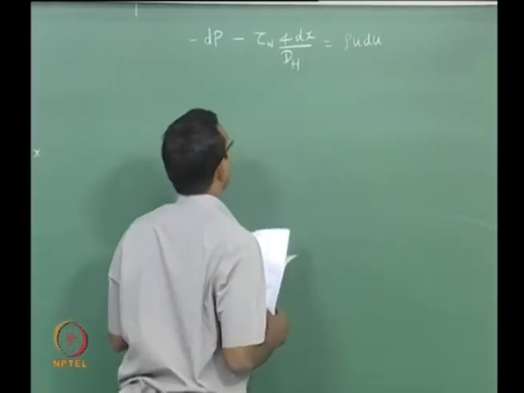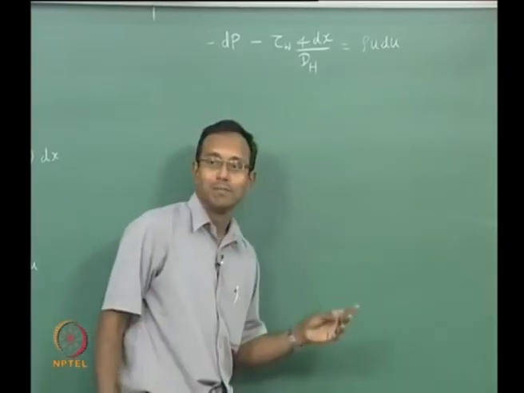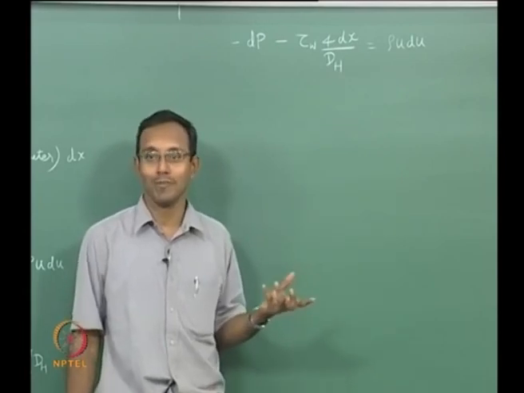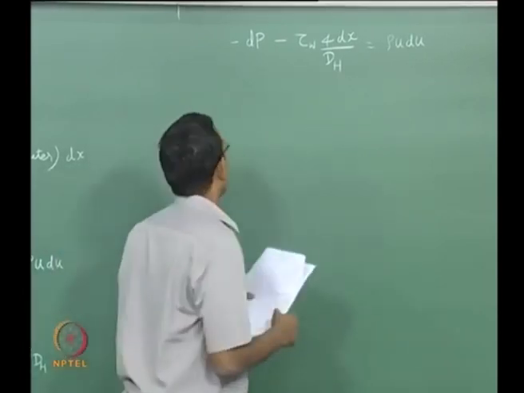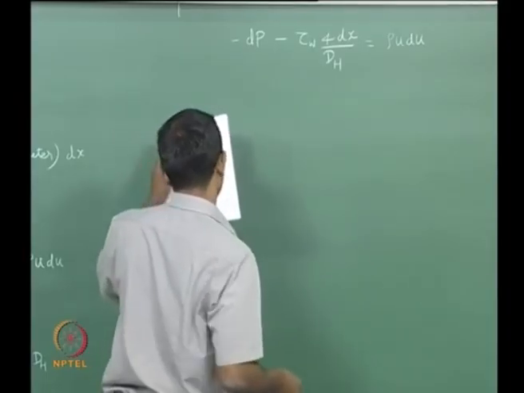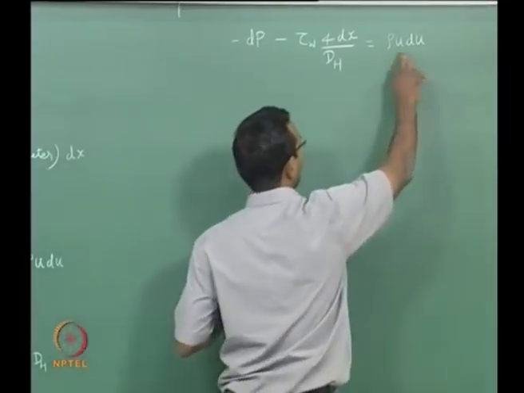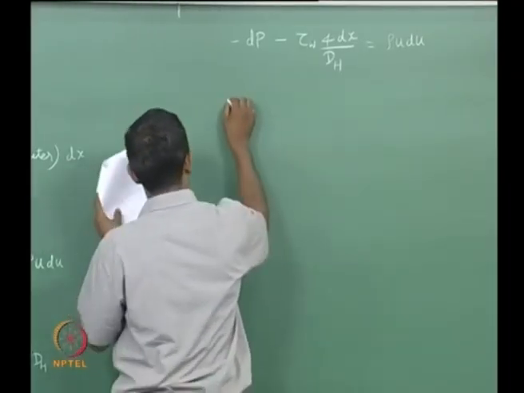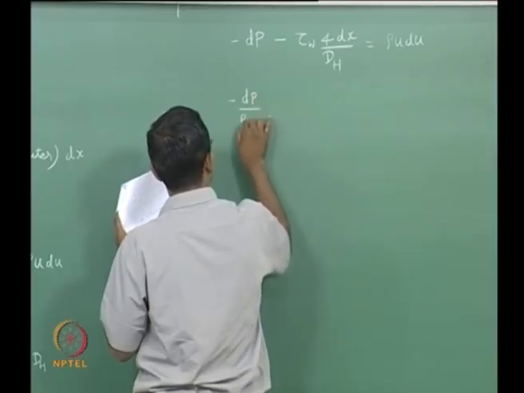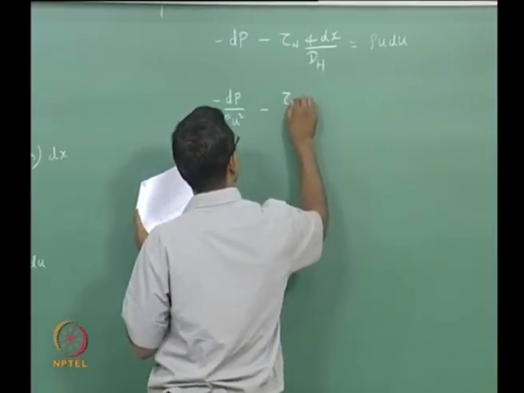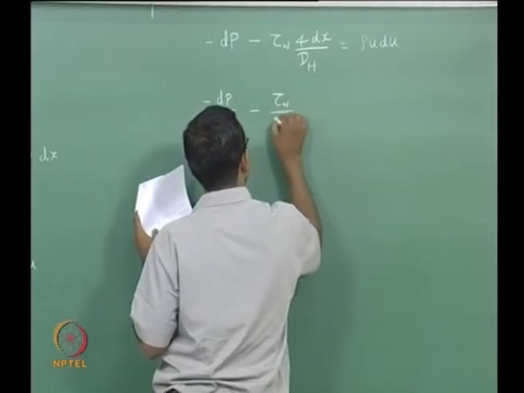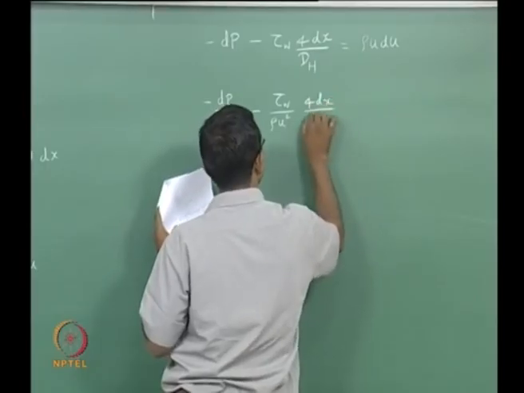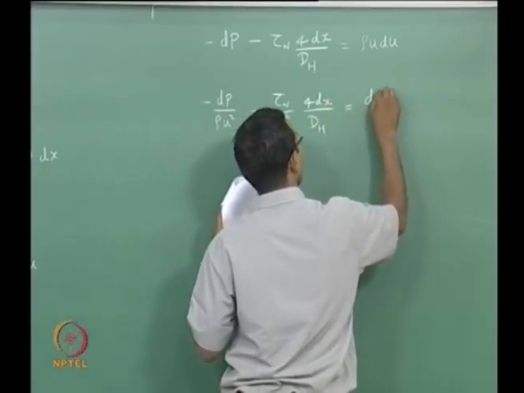Okay. I will end up with this particular form. I want to write it similar to what we did in the mass equation, du by u kind of form. So what should I do to make it du by u? Divide by rho u square, the whole thing. I can end up with minus dp by rho u square minus tau wall by rho u square into 4 dx by dh equal to du by u.